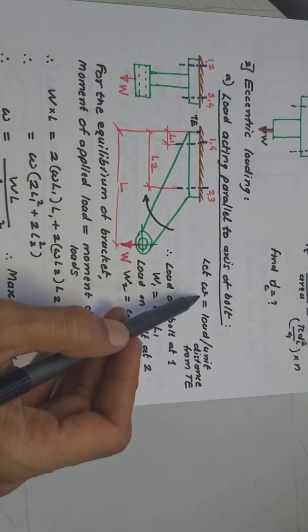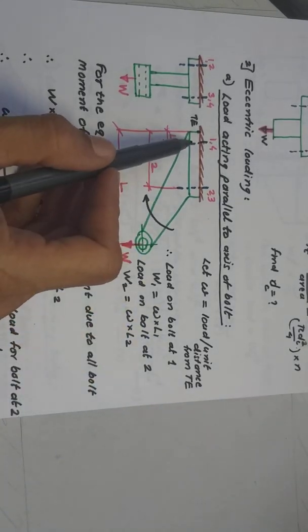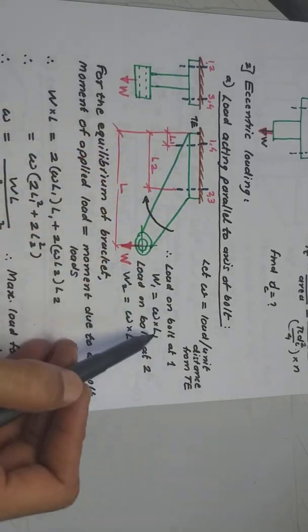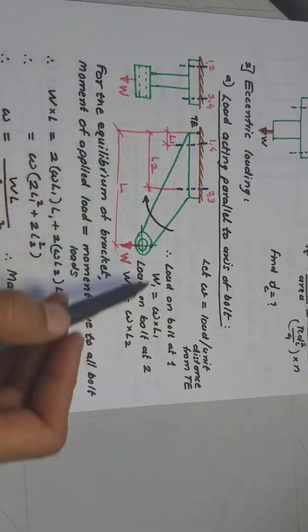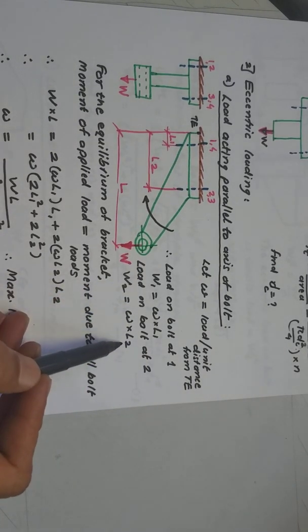Because of this, the constant which we are going to define is load per unit distance, small w. Now if this is the constant, then the next thing is load on bolt at 1. That will be given by the constant w into the distance, that is L1. So w into L1 is the capital W1, that is the load on bolt at 1. Similarly, the load on bolt at 2 will be W2 equal to small w into L2, because that is the distance of the second bolt.